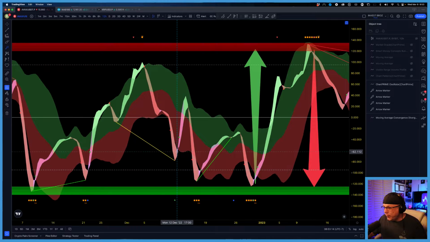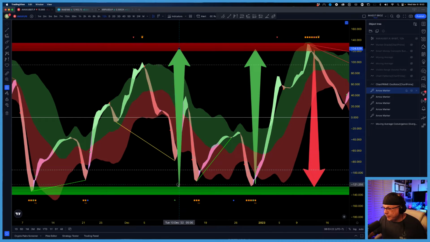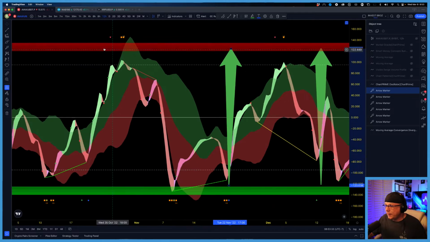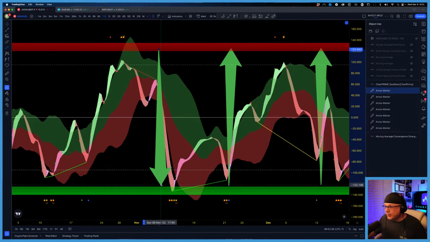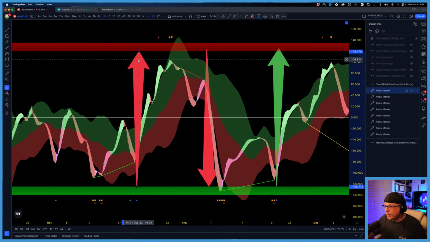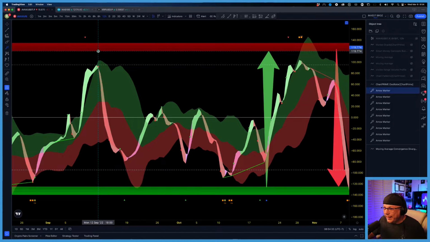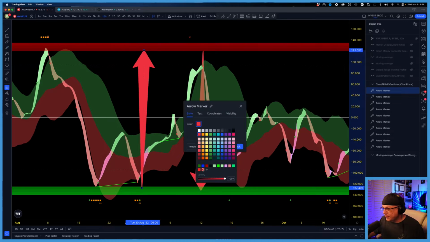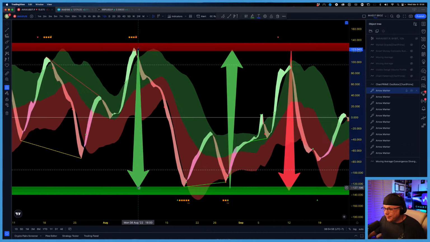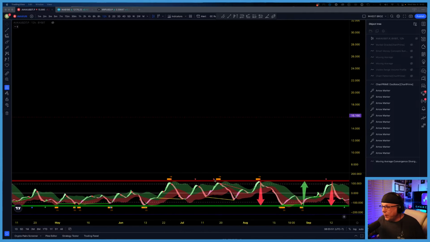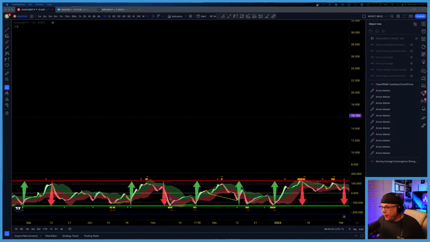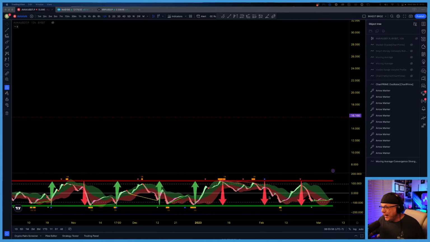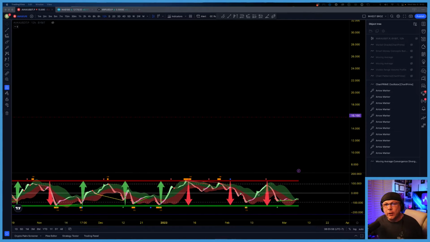Right here, we would have gone with another long. This would have been a long for us. This would have been a short for us. This would have been a long for us. We would have placed a short here. This would have been a long. This would have been a short. And there you go. We've got 1, 2, 3, 4, 5, 6, 7, 8, 9, 10, 11 trades that I would have entered strictly off of the confluence of the Chart Prime Oscillator.